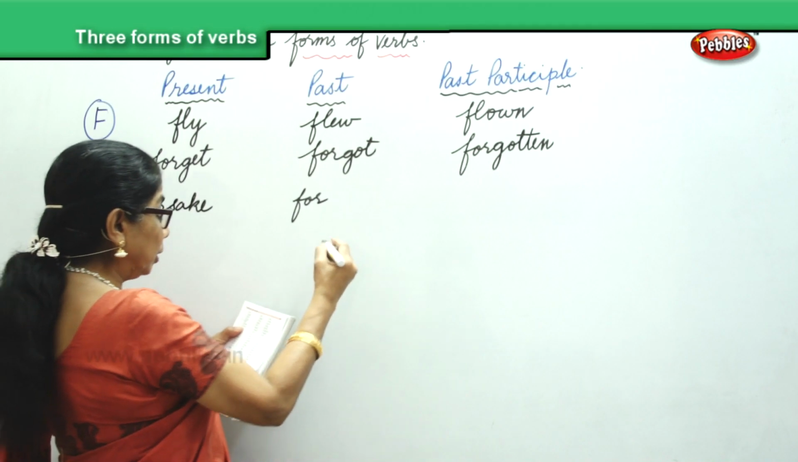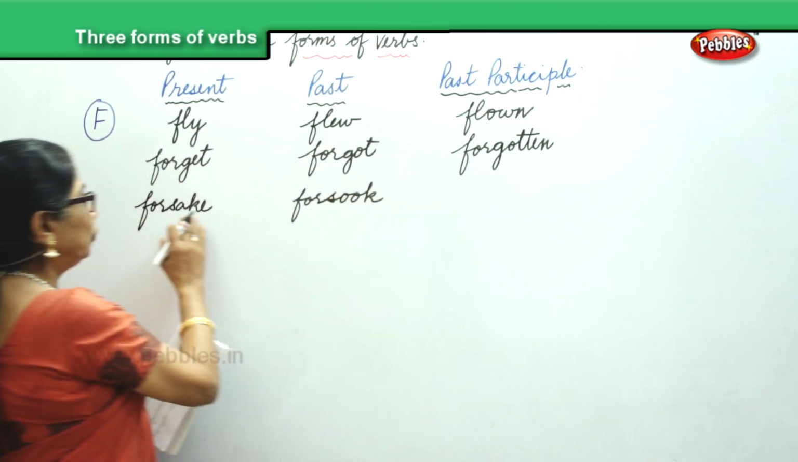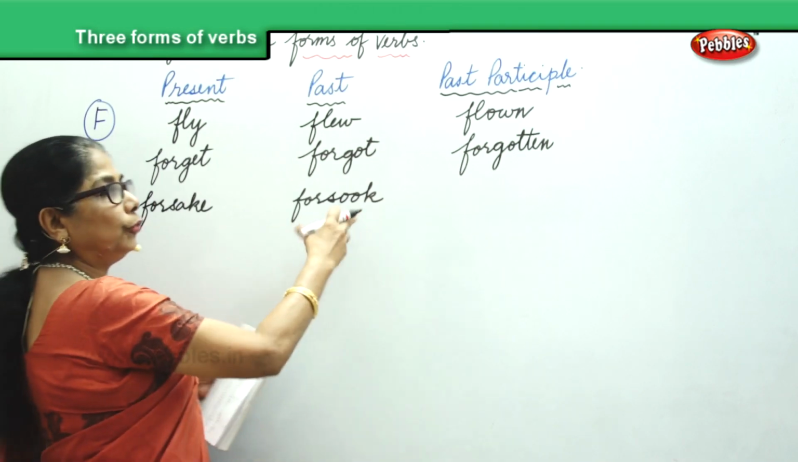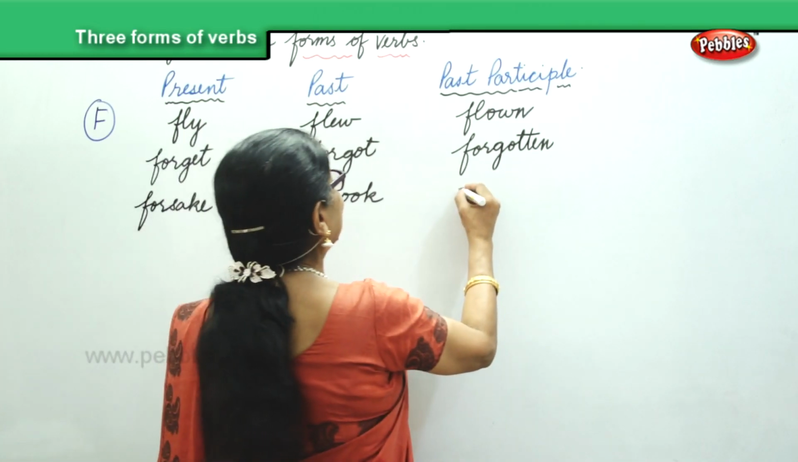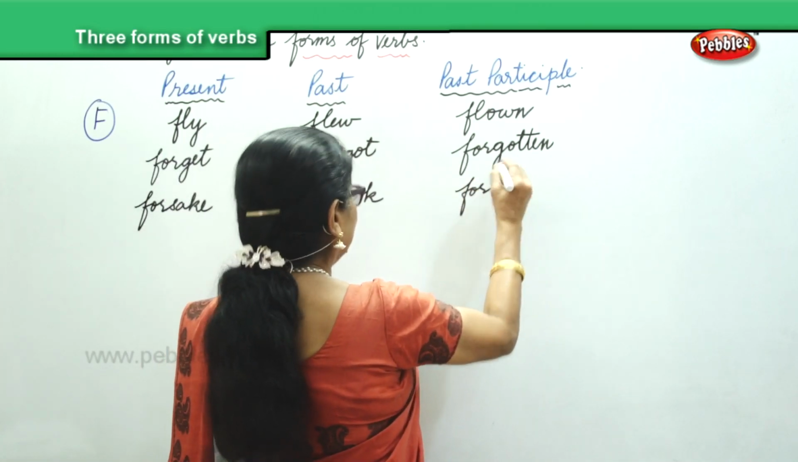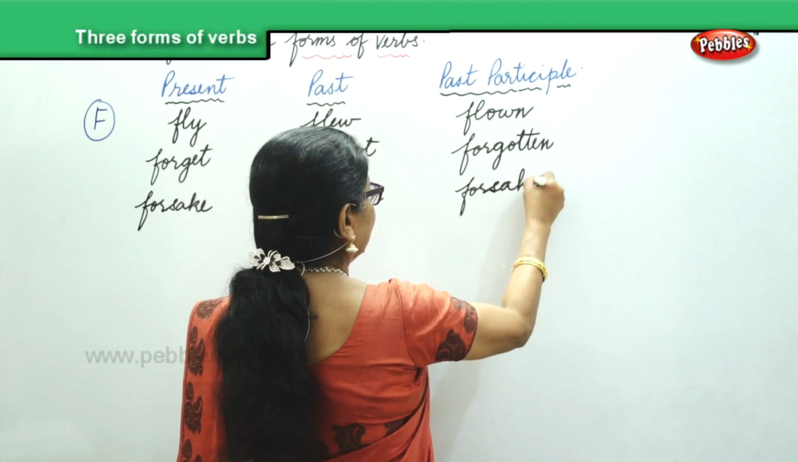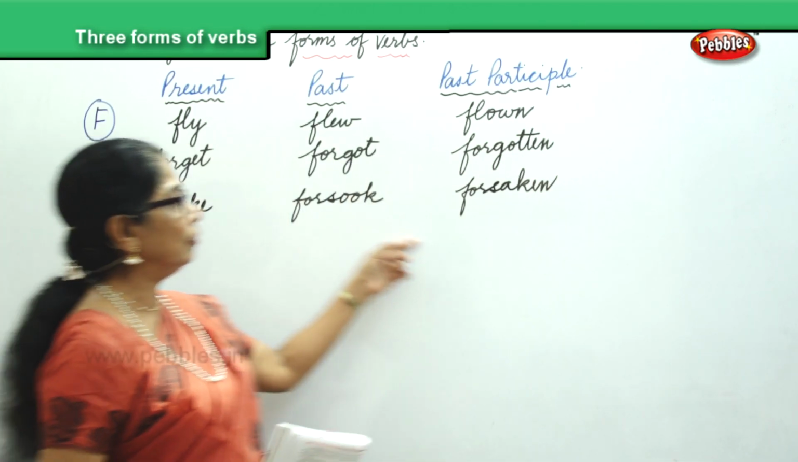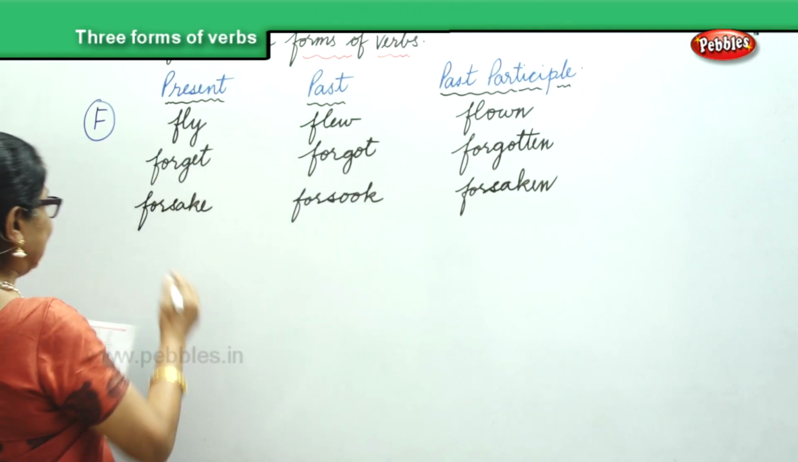Forsake, forsook, forsaken. You forsake your little puppy outside your gate. You forsook and you have forsaken it completely. Forsake, forsook and forsaken. And then finally we have freeze.